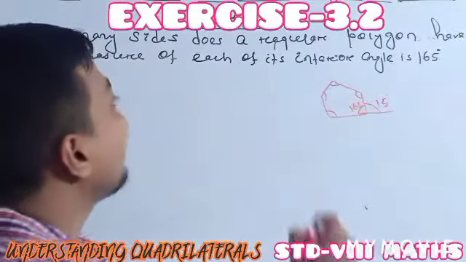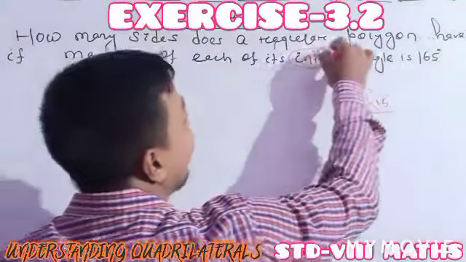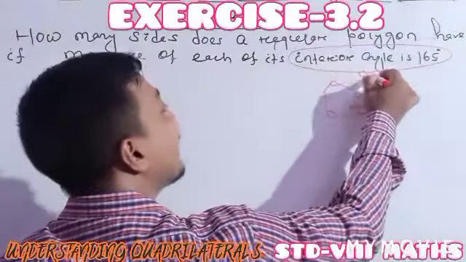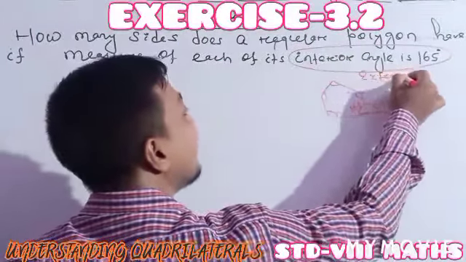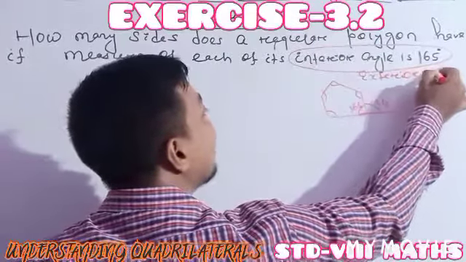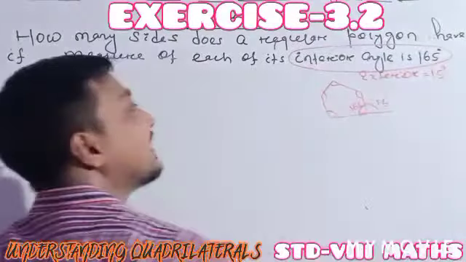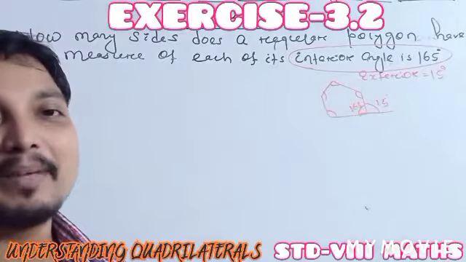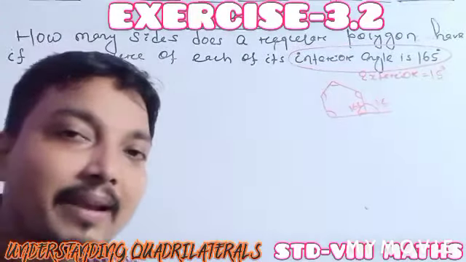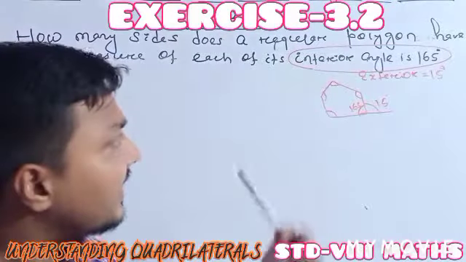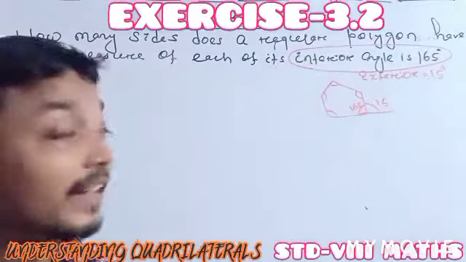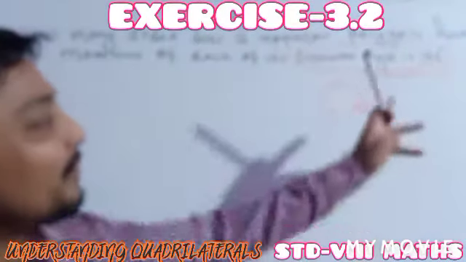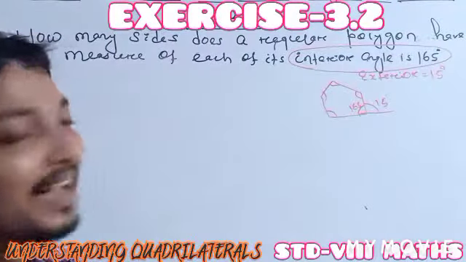Okay, so the interior angle is given, which indirectly says that the exterior angle is 15 degrees. It is a tricky question. In the previous one the exterior angle was given directly, because the formula is related to the exterior angle. Here it is a tricky question. The regular polygon's interior angle is 165, so its exterior angle is 15 degrees.